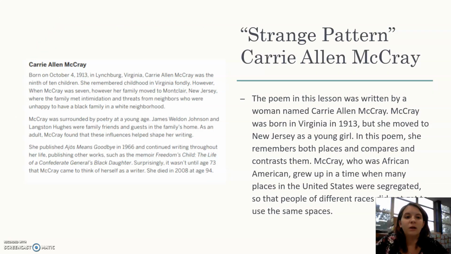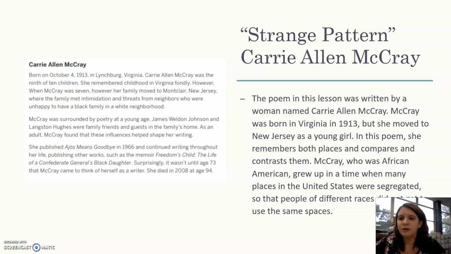So right now we're going to read a poem by a woman named Carrie McCray. She was born in Virginia, but she moved to New Jersey as a child, so she remembers them well, and in this poem she's going to compare the two places. She's also African American, and she grew up at a time when many places were segregated, so the different races didn't get to use the same spaces. Before we read her poem, though, let's read her biography.